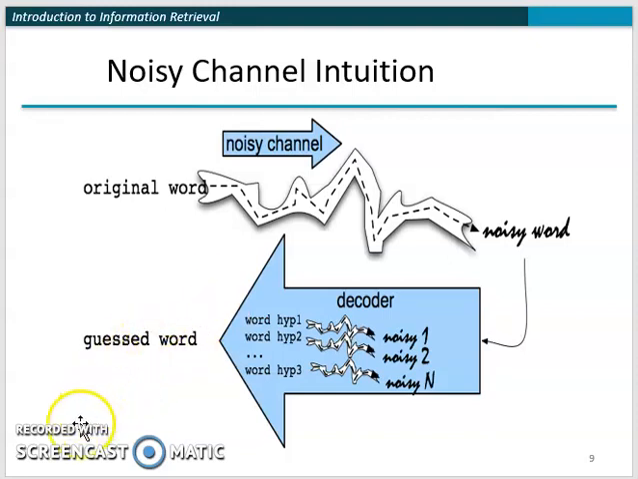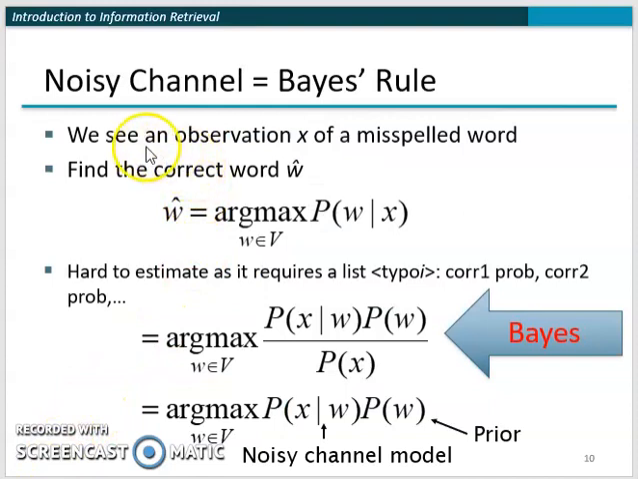We'll actually see how this works. At this point, we have already detected the misspelled word. So this X is our misspelled word and we want to find the correct word W hat for this misspelled word X. We have a vocabulary V and we'll find this probability P of W given X for every word of this vocabulary set. And whichever word gives us the maximum probability of P of W given X, that would be our correct word for that misspelled word.